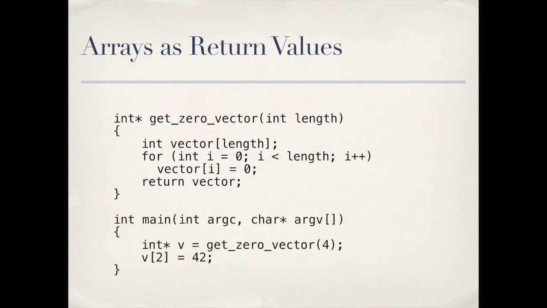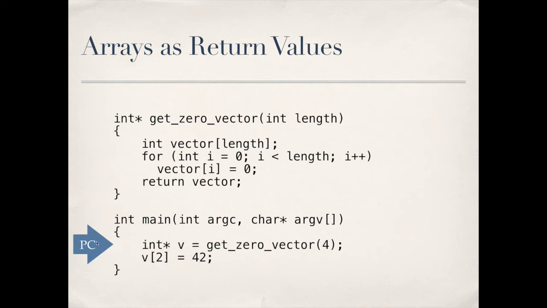So to complete our scenario, we have a main function, which is calling getZeroVector with a length of 4, and we want to store the pointer to the first element into a variable v, and then we want to assign v at position 2 a value, namely 42.